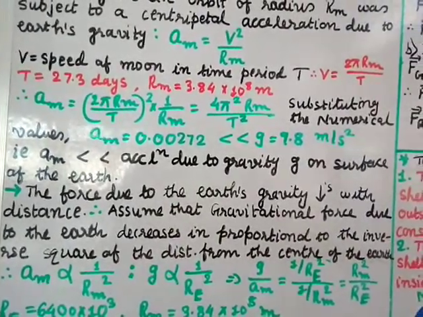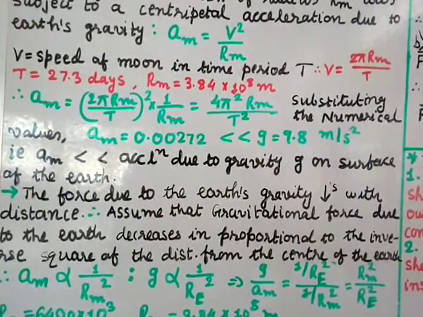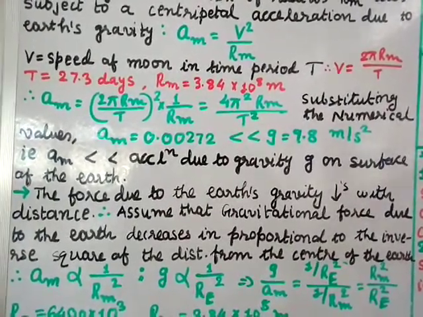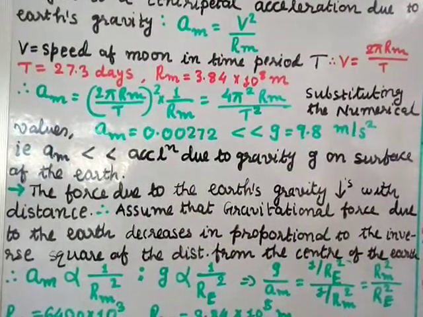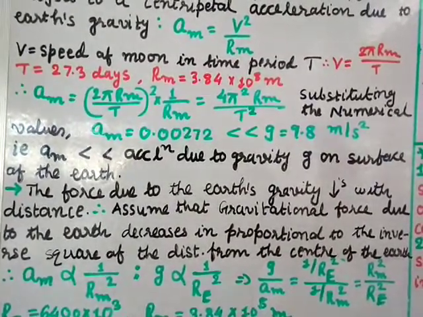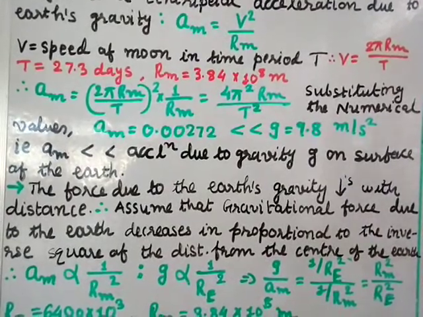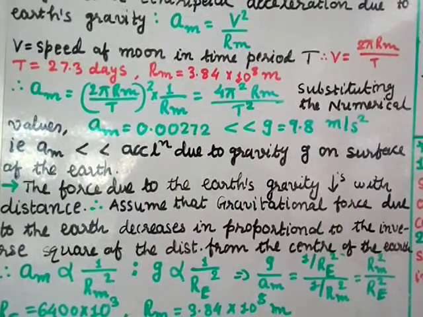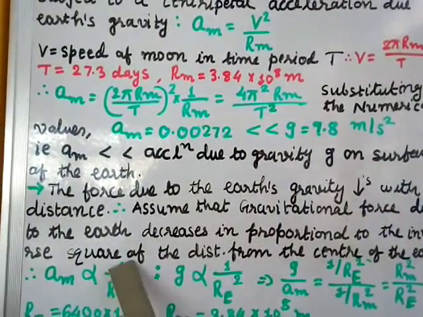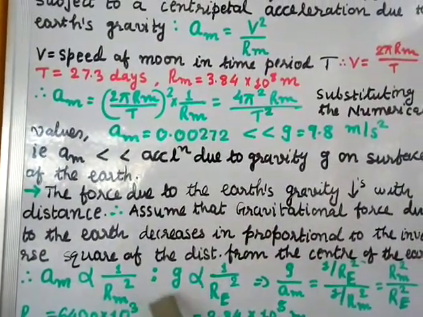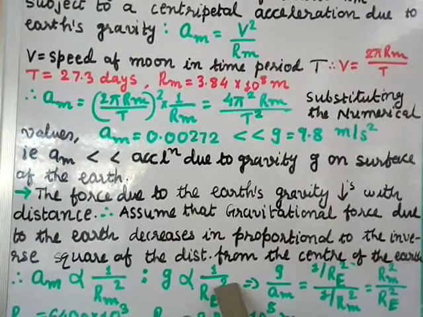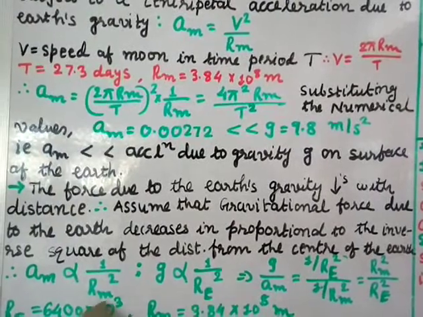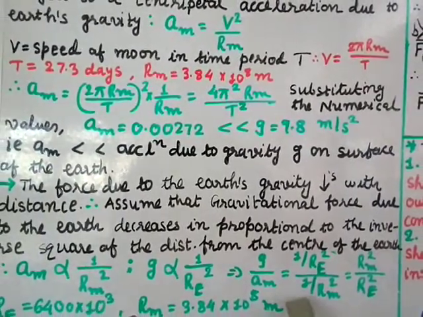Since the force due to Earth's gravity decreases with distance, we can assume that the gravitational force due to the earth decreases in proportion to the inverse square of the distance from the center of the earth. Then we can say that am is proportional to 1 by Rm square, and g is proportional to 1 by r square. Now we take the ratio, so g by am equals 1 by r square divided by 1 by Rm square.